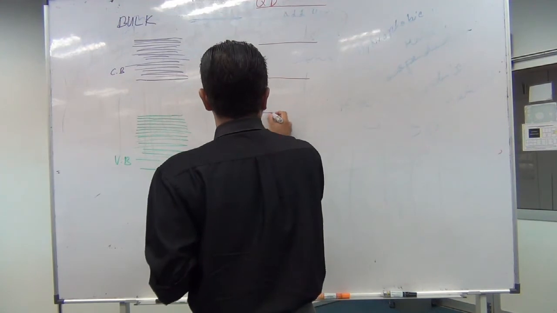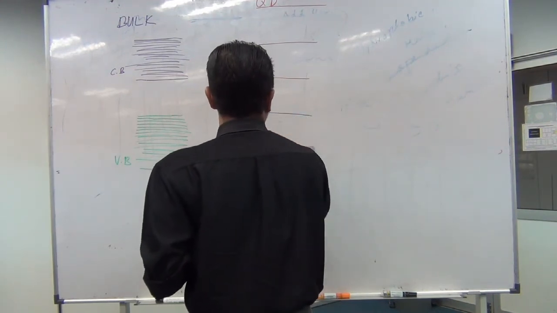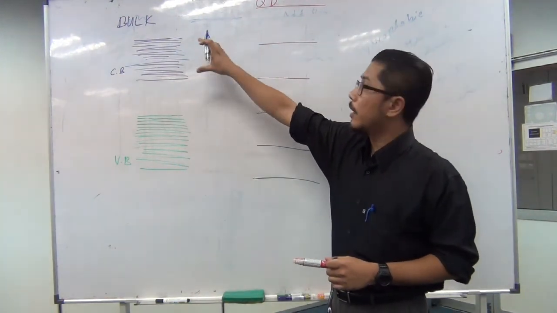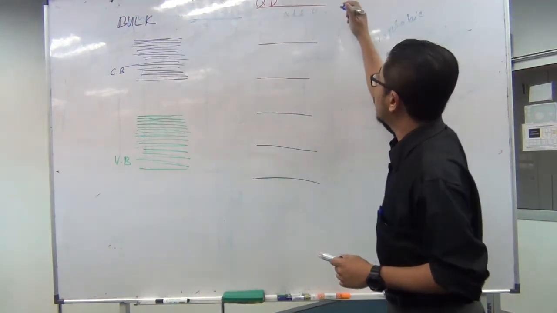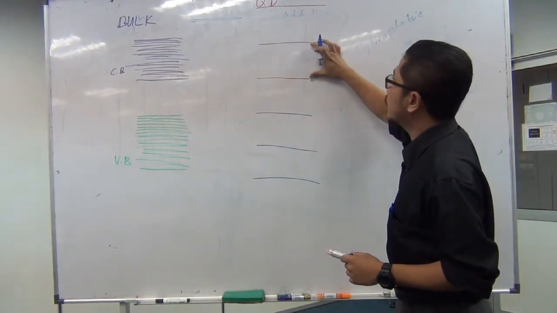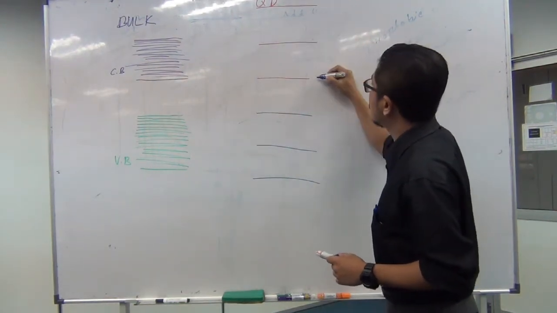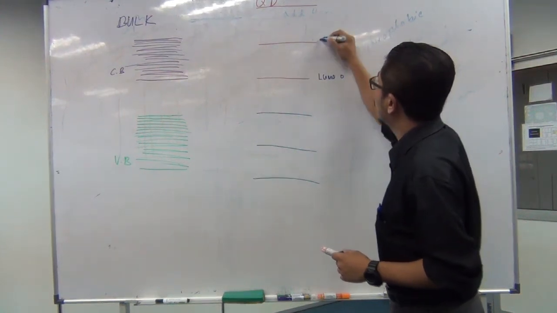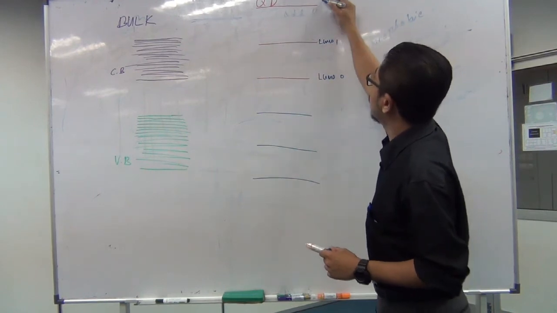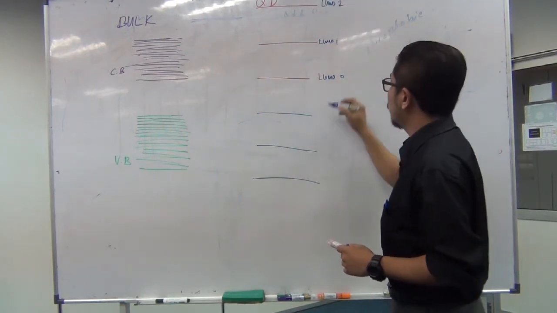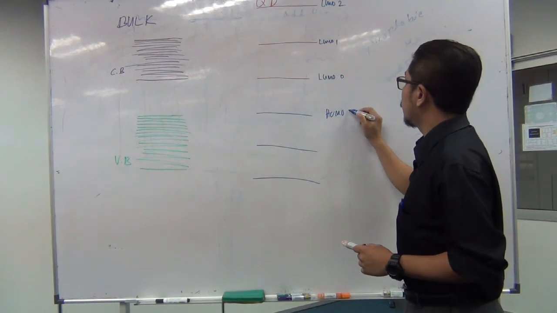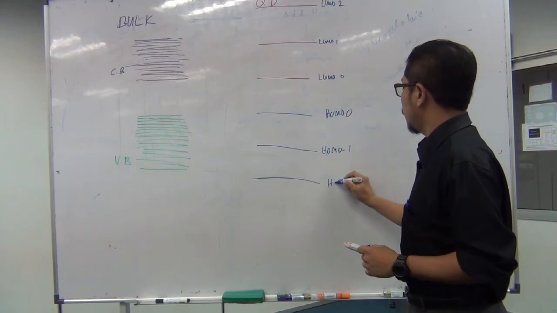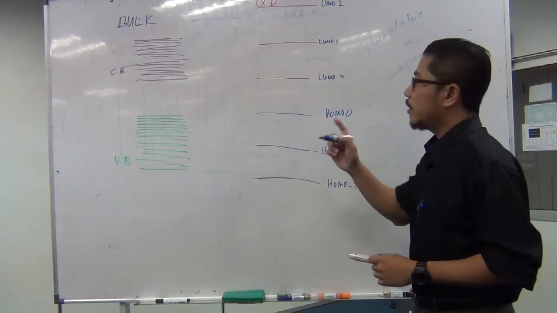Let's see. Can you see the difference? The energy levels, they are closely separated to each other. But this one, they are widely separated. They are largely separated. This is LUMO 0, LUMO 1, LUMO 2, LUMO 0, LUMO -1, LUMO -2. This is the first stage.